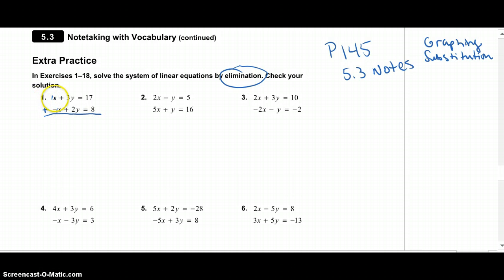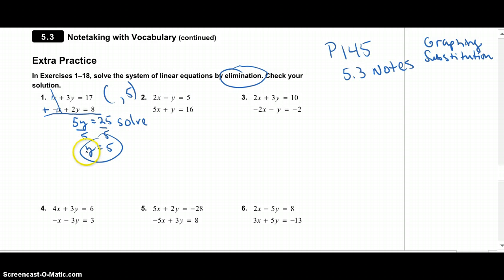And what happens when we add 1x and -1x? We get 0. And so that's where it gets its name, elimination, because we have just eliminated one of the variables. If we continue adding, we'll get 5y equals 25. So we now have one equation that we can solve. We get y equals 5, and we're halfway finished. And now it's just like substitution.